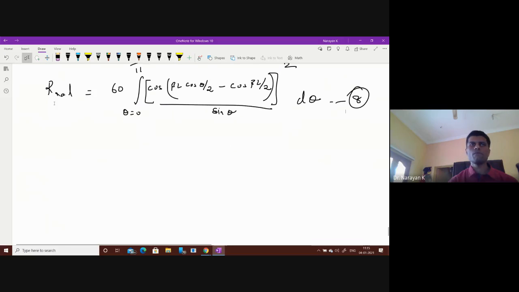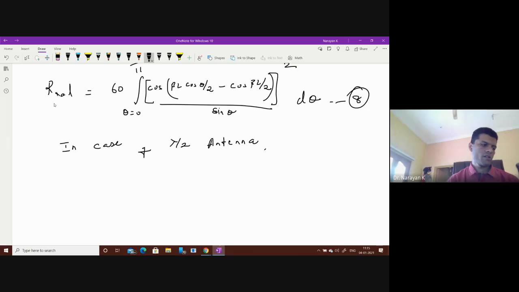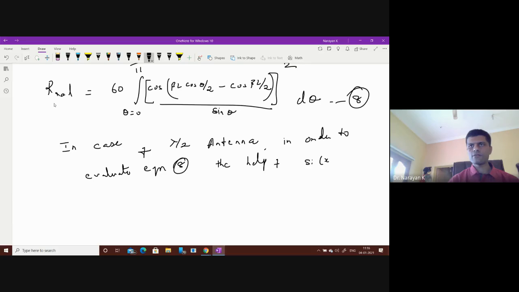Write down. In case of lambda by 2 antenna, in order to evaluate equation 8, the help of sin x function and cosine x function is taken. Sin x function and cosine x function is taken.